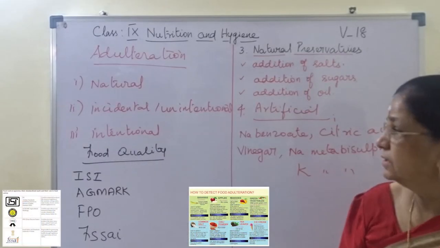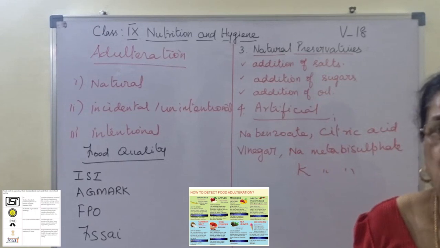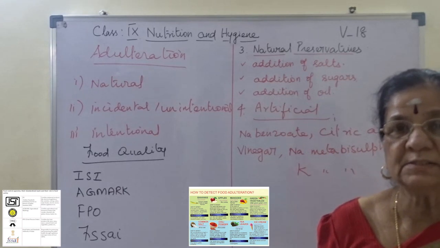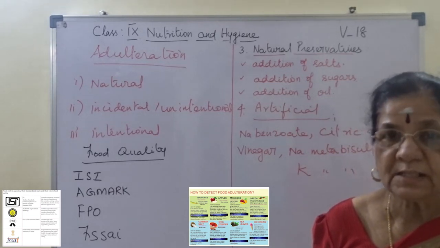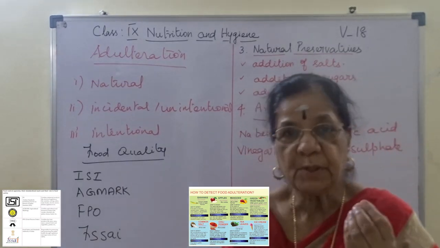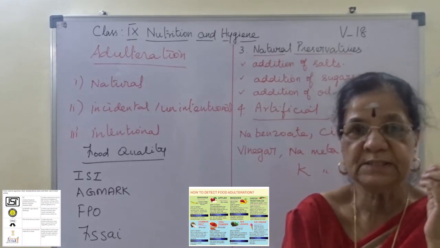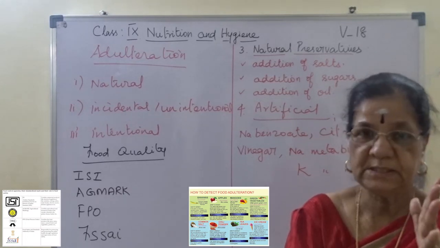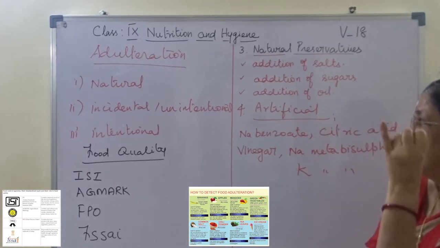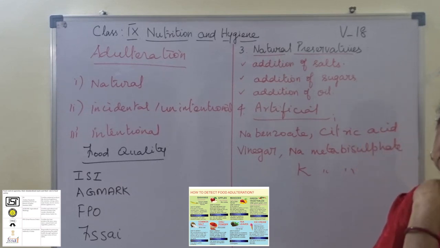Anything unwanted which is added intentionally or unintentionally is adulteration. Anything other than the food item that is present. Take for example, in chili powder, if brick powder is added, brick powder is an adulterant, and the chili powder is an adulterated food. So this adulteration, as I said, is natural, incidental or unintentional, and intentional.